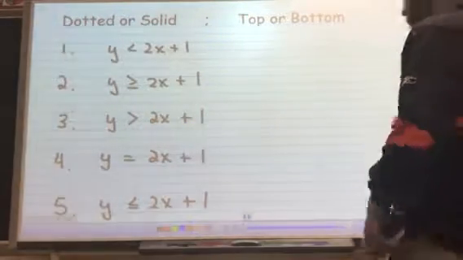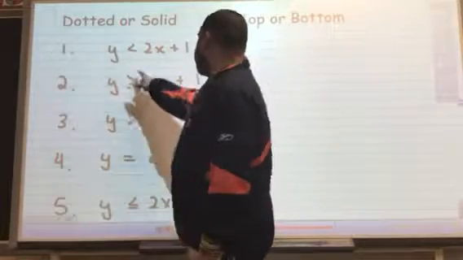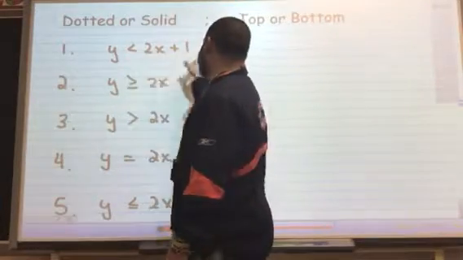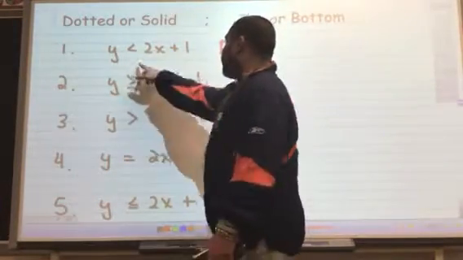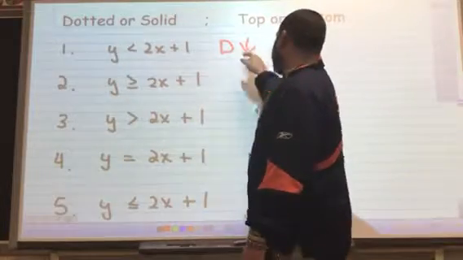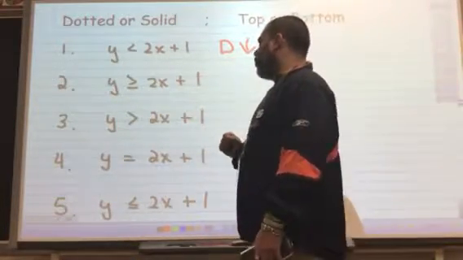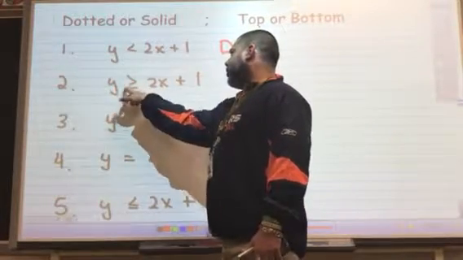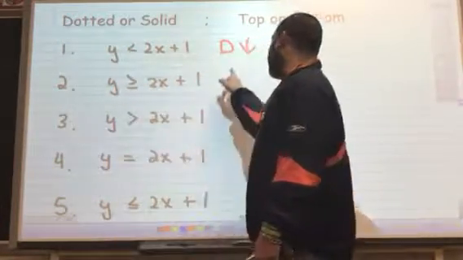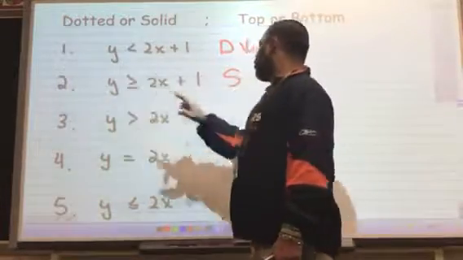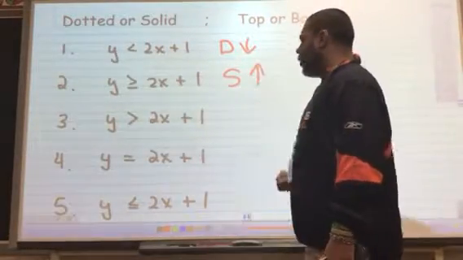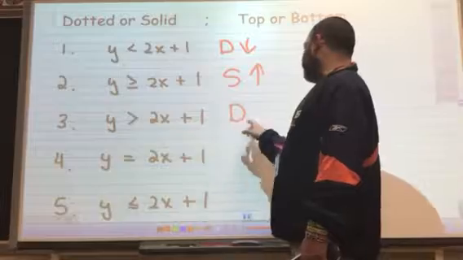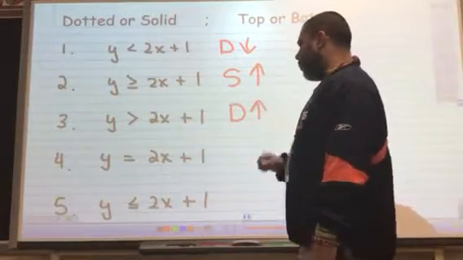All right, number 1. This is a dotted line because it's missing the or equal to. That's a less than sign, so I would shade the bottom. I would shade down. For number 2, that is a solid line underneath there. That is an or equal to sign, so I make a solid line. It's greater than, so I shade up. Number 3, dotted, shade up.